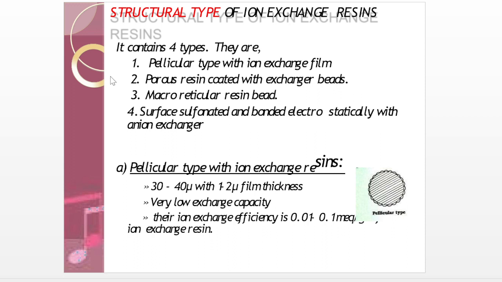Structural type ion exchange resins contain four types. They are pellicular type with ion exchange film, porous resin coated with exchanger beads, macroreticular resin beads, and surface sulfonated resin bonded electrostatically with anion exchanger. The pellicular type with anion exchange resins is 30 to 40 micrometers with 1 to 2 micrometer film thickness, with a very low exchange capacity.